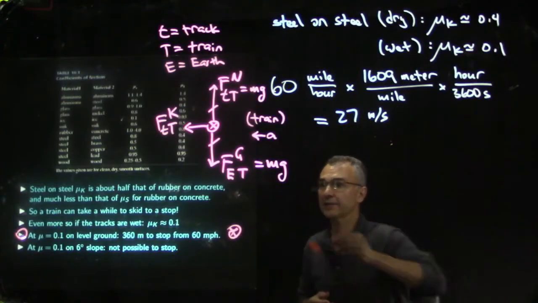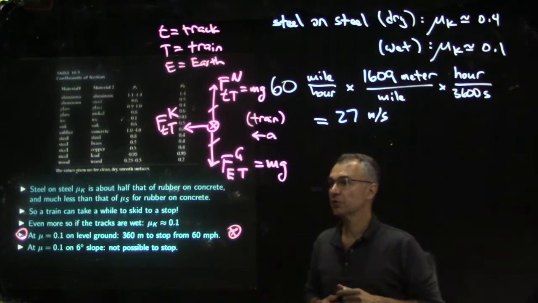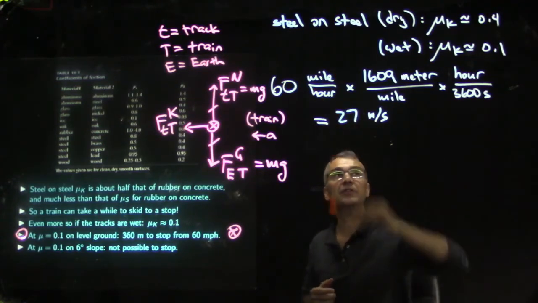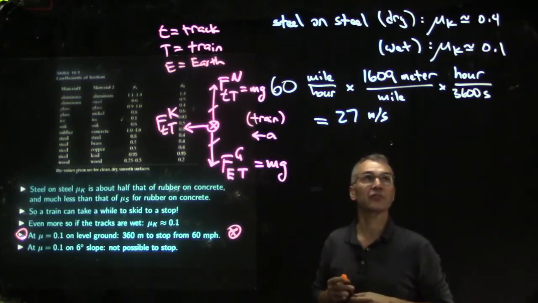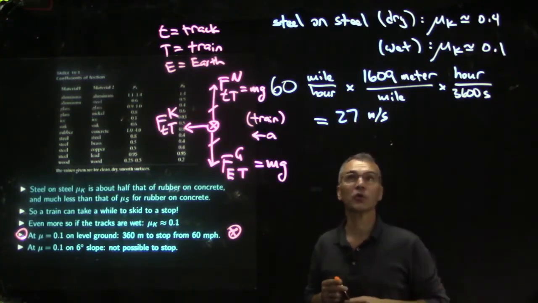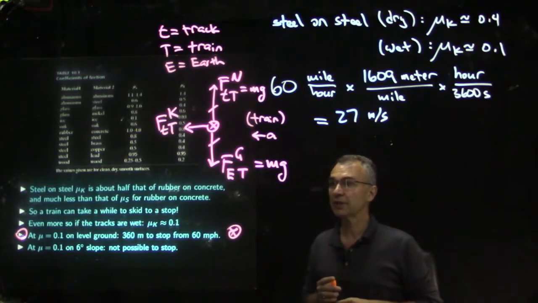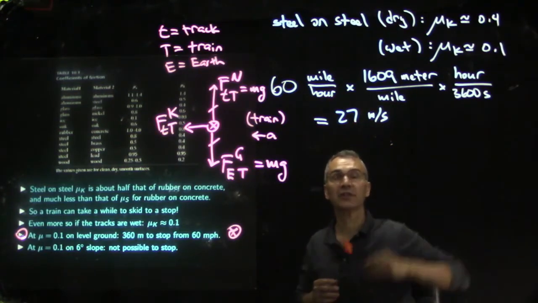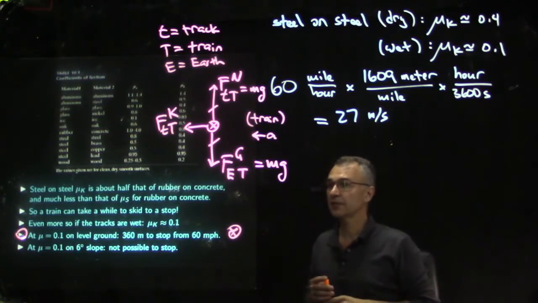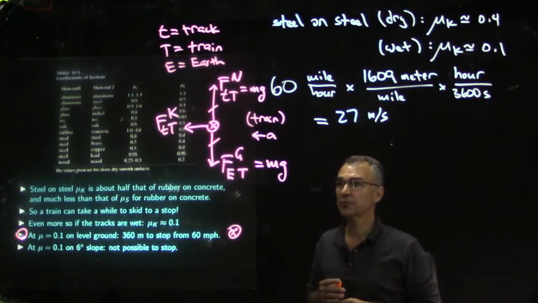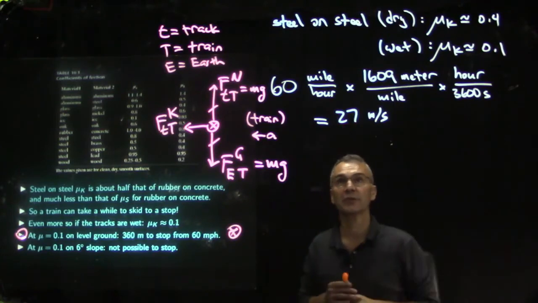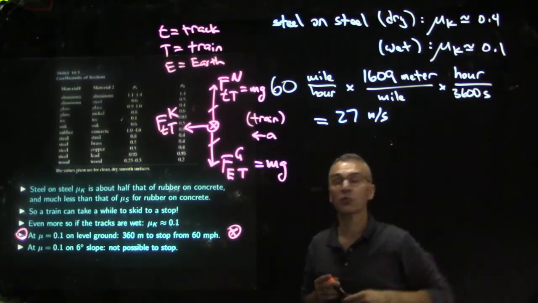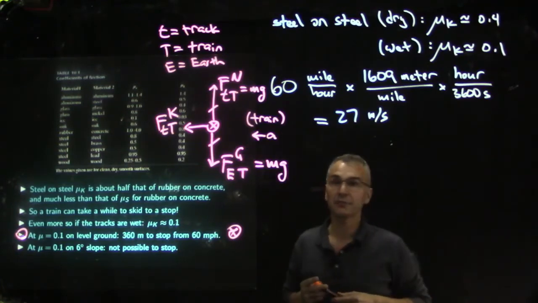Let's see if we can work out this point. For mu equals 0.1 on level ground, this would be like steel on wet tracks, so mu kinetic is about 0.1. Let's say we have a train on wet tracks starting out at 60 miles per hour, which is about 27 meters per second. You want to know how long it takes to come to a stop starting from 27 meters per second if you're sliding steel on wet steel. Let's draw a free body diagram for the train.